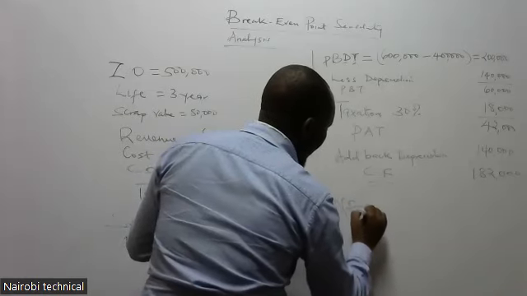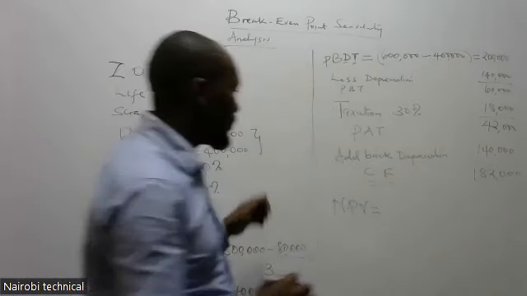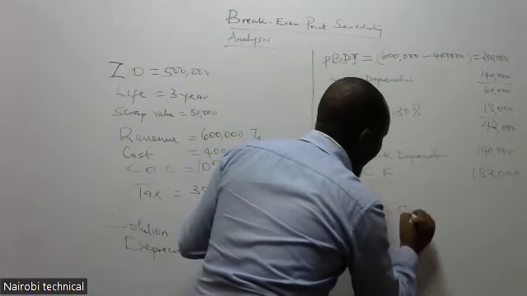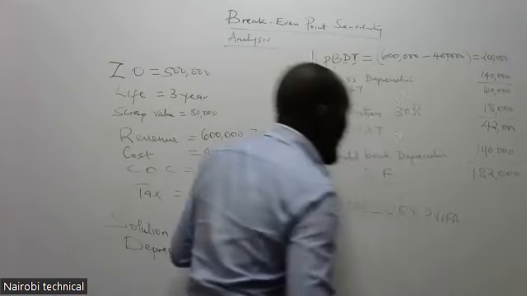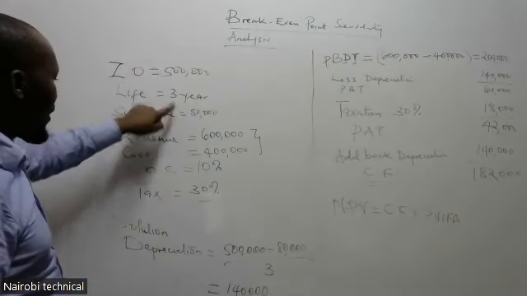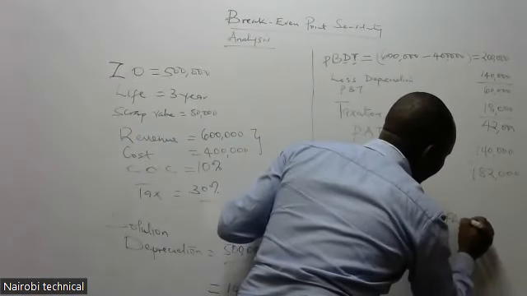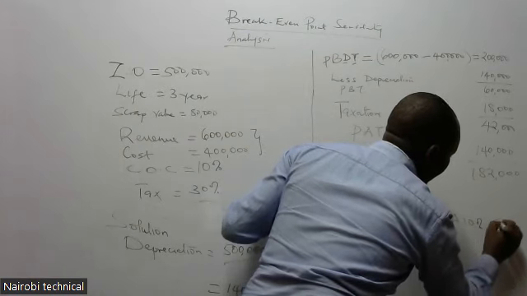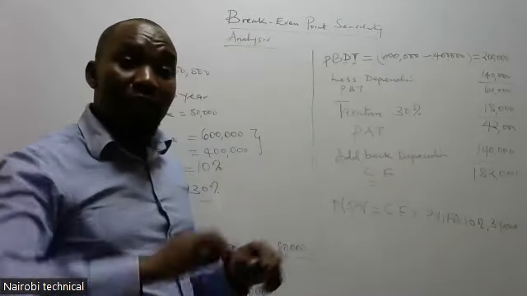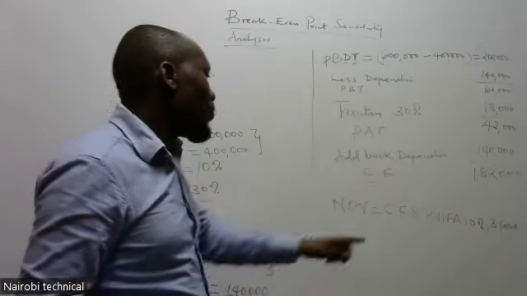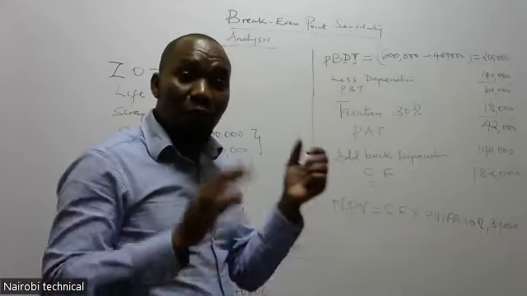So the NPV is equal to the cash flow times PV for 3 years at 10%. But that is not all. There is a salvage amount. This one is just the present value for the cash flow only.